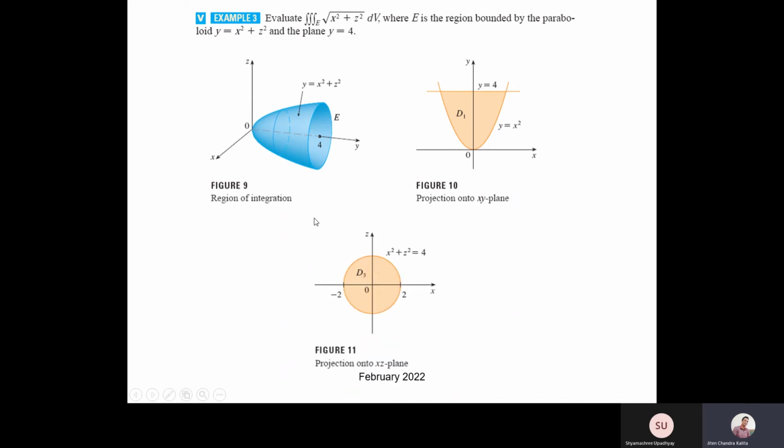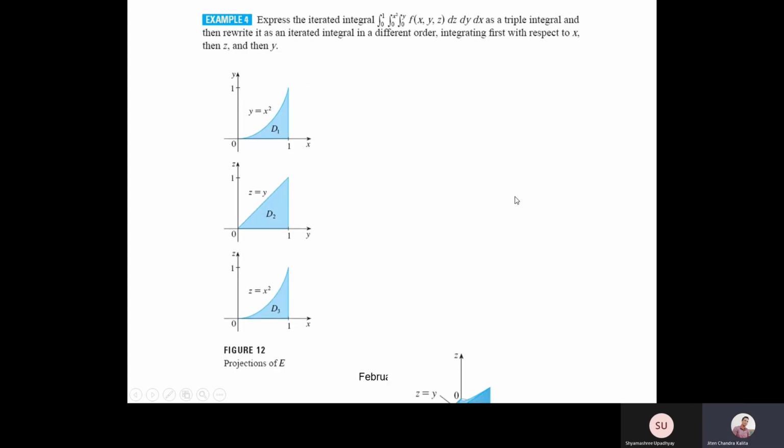But on the other hand, if we consider it as a type 3 region, where we consider the projection of this region over your xz plane, we are going to get a much easier procedure. Okay, so this is the answer. Please try it at home. And I have a couple of more examples listed here. I have already given you the figures, so please try it at home.